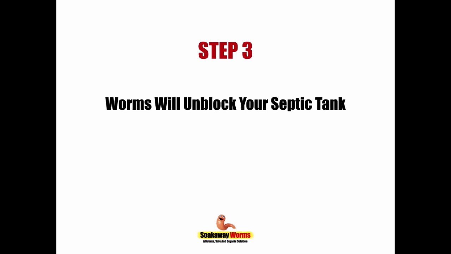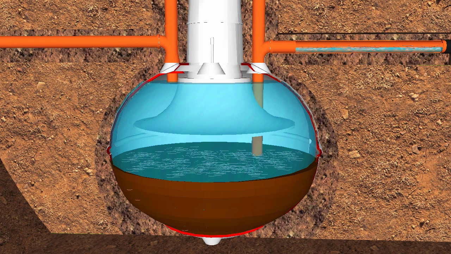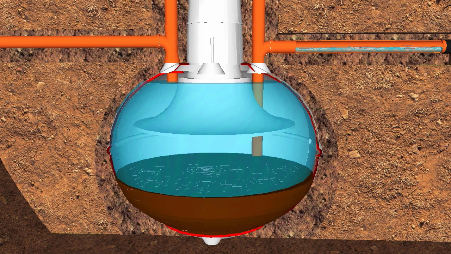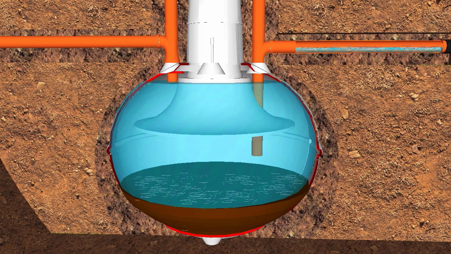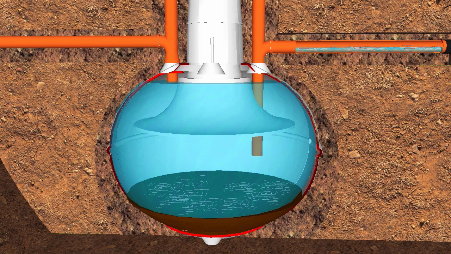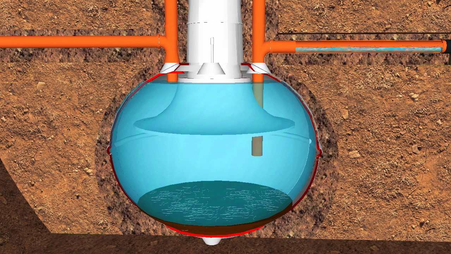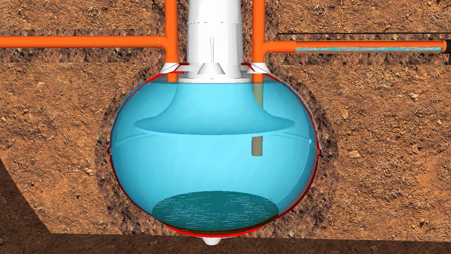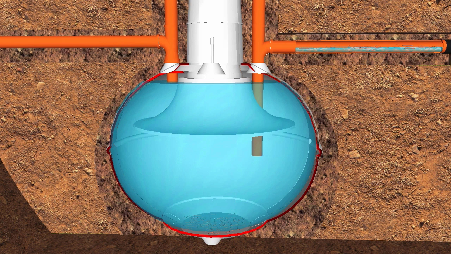Step 3. Soakaway worms will also unblock and clean your septic tank. As we've seen, sludge is the main reason why septic tanks and soakaways develop problems. The worms will not only remove the sludge from the septic tank, they'll also keep it clean. So instead of having to desludge your septic tank once, twice, 3 times a year, they'll reduce your septic tank emptying to virtually once every 10, 15 or 20 years.